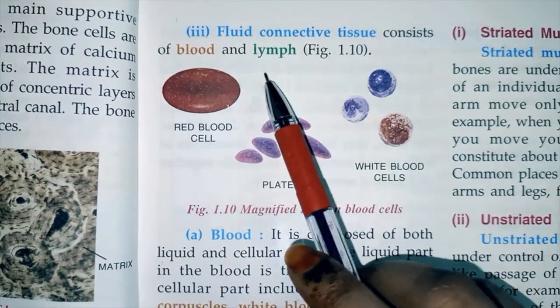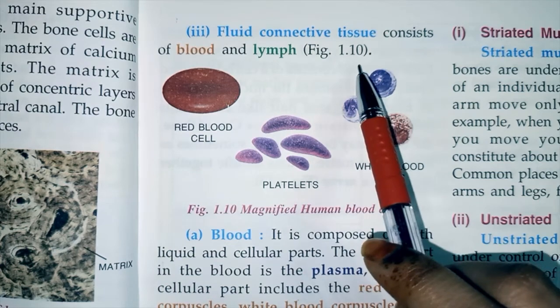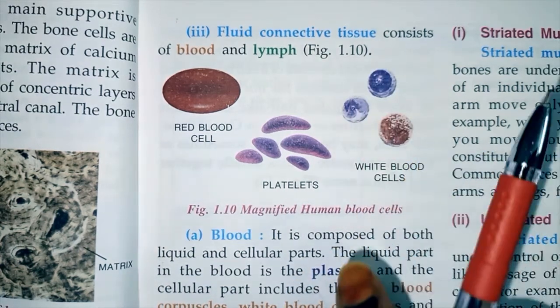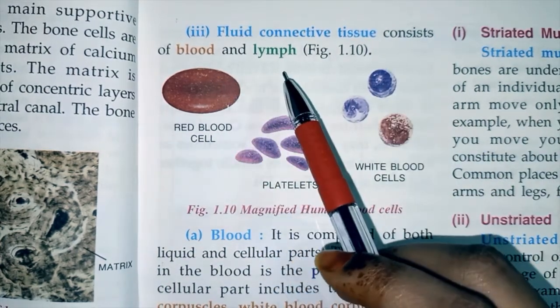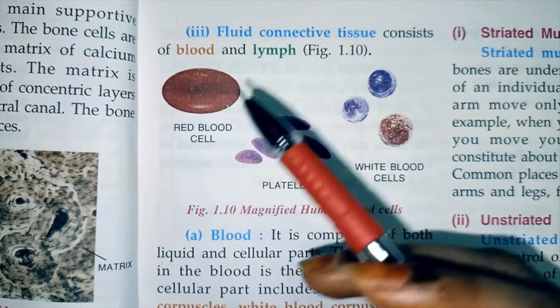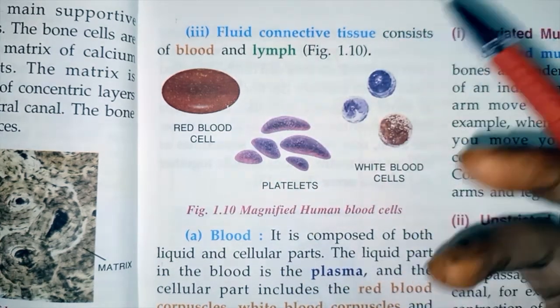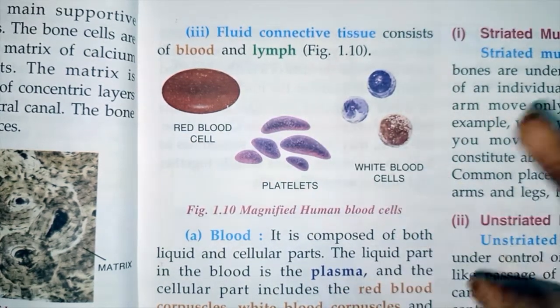Number third, fluid connective tissue. There are two fluid connective tissues. Number one is blood and number two is lymph. Now what is the blood? We all see it is red in color. Whenever we get hurt, blood starts flowing.